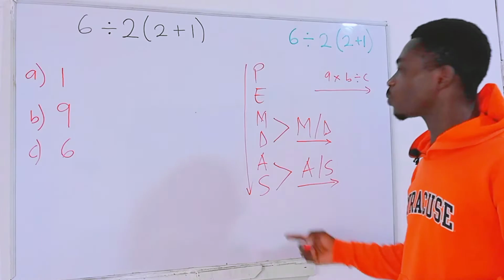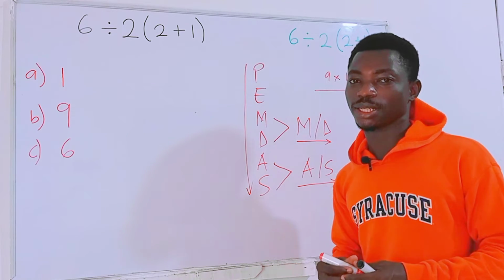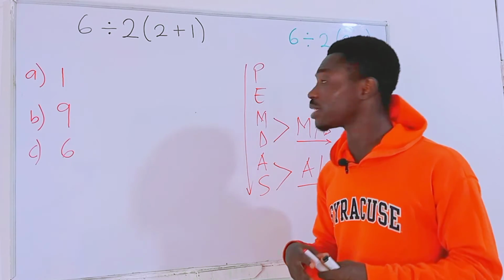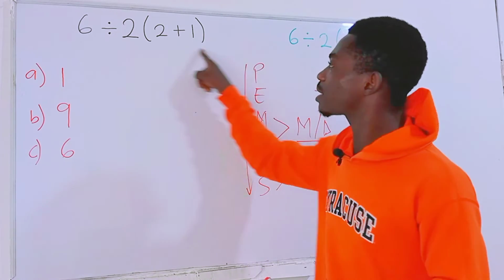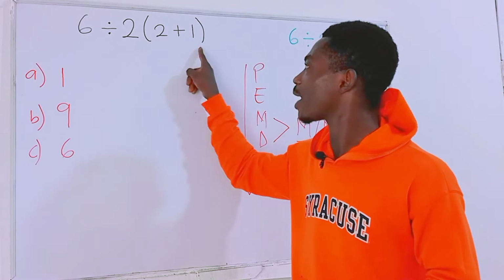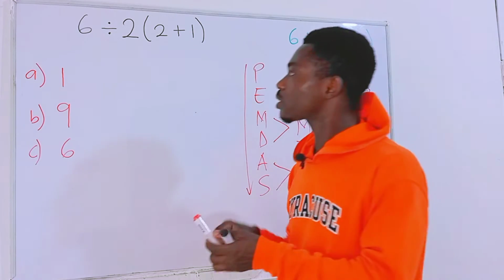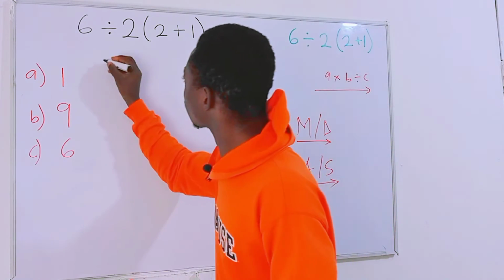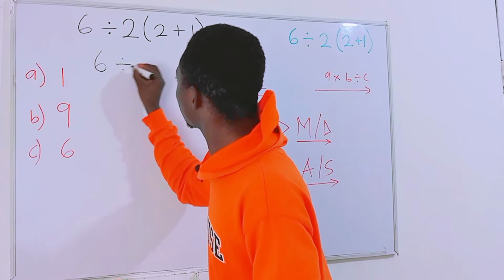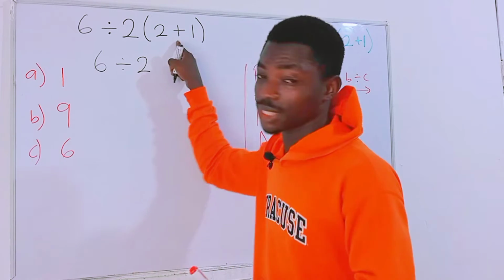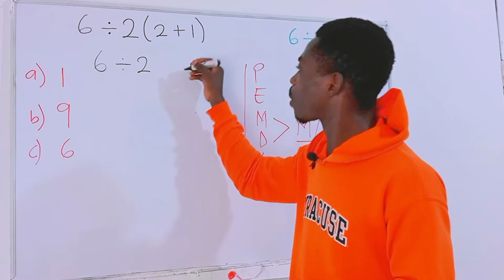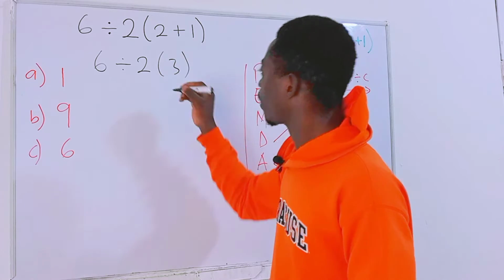So now that we know this, we can actually tackle the question. The first question we need to ask ourselves is, do we have parentheses in the problem? Of course, we have it right here. That is the bracket right here. So let's operate that first. We write 6 divided by 2, then do what is inside the parentheses. 2 plus 1 is 3.